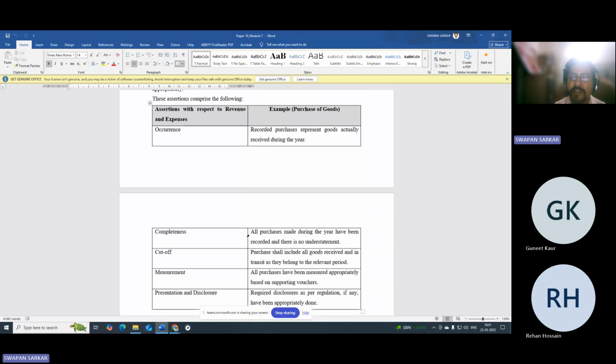For example, recorded purchase represents purchase of goods actually received during the year. Completeness. That is, all purchases made during the year have been recorded and there is no understatement. Cutoff. Purchases shall include all records received and in transit as they belong to the relevant period.